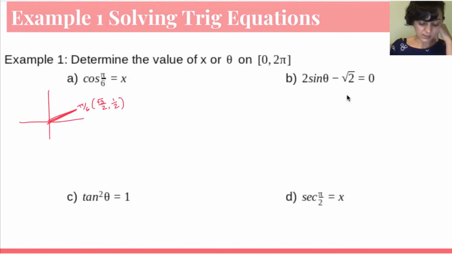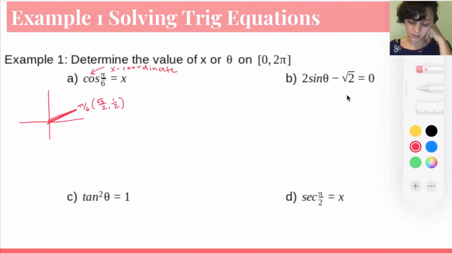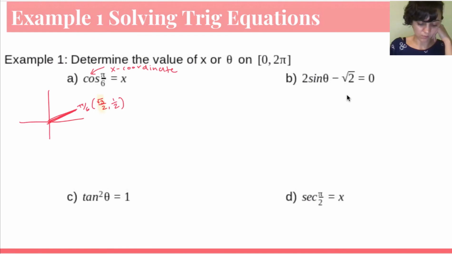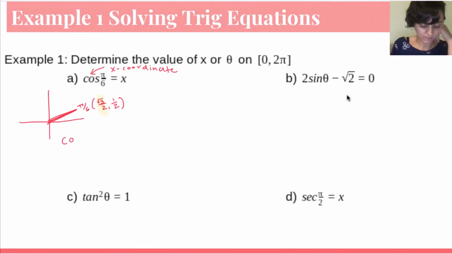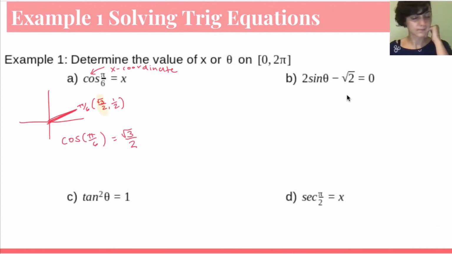And so cosine, I need to remember cosine is my x coordinate. Since cosine is the x coordinate, I'm going to use that value right there. So I can say cosine of pi over 6 is equal to square root of 3 over 2. I hope that's coming back to you a little bit.